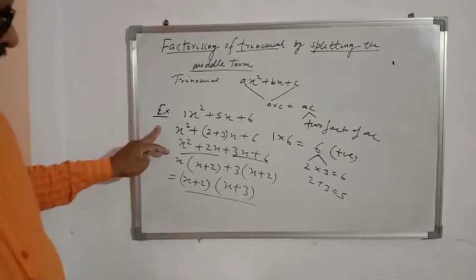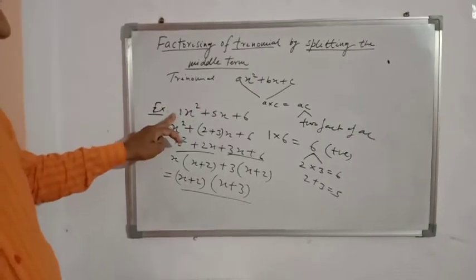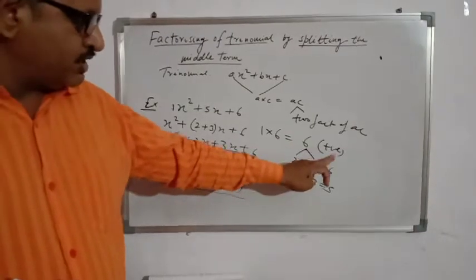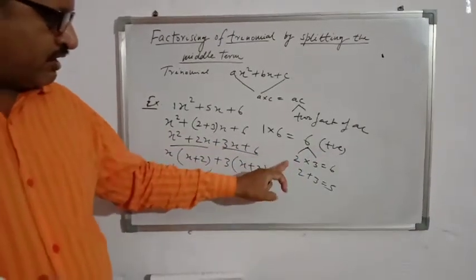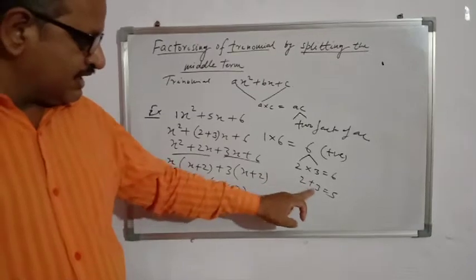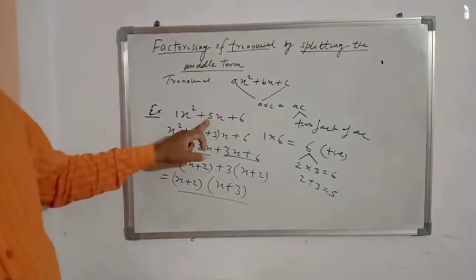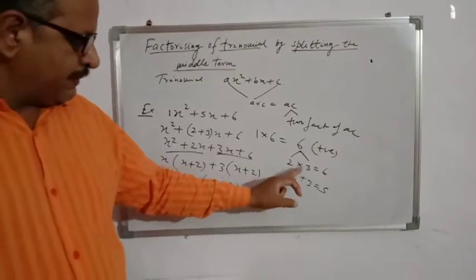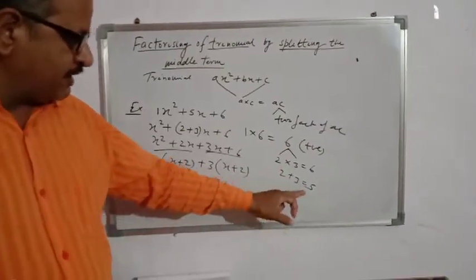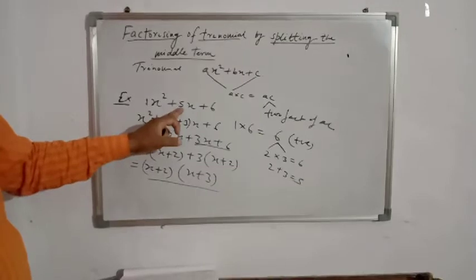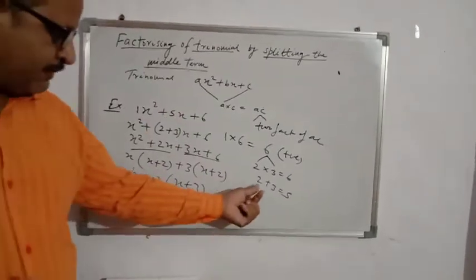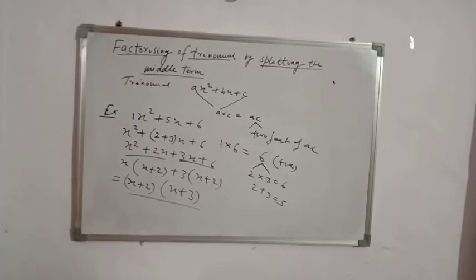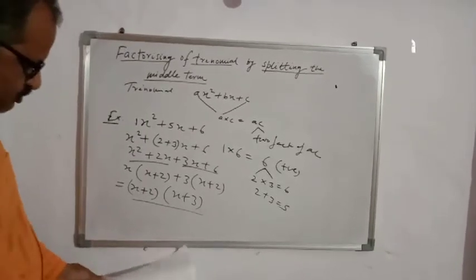So see the method again. The coefficient of x square is 1 here, the constant term is 6. We have to multiply both. The product is coming positive. It means we have to take two factors of 6 such that their sum will give the middle term 5, the coefficient of x. We know that 2 into 3 gives 6 and 2 plus 3 is 5, which is the middle term. So we have to take the pair 2 and 3. I hope that it is clear to you. Let us see some more questions.